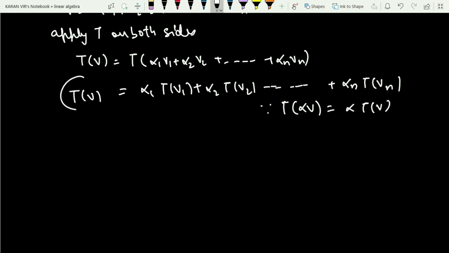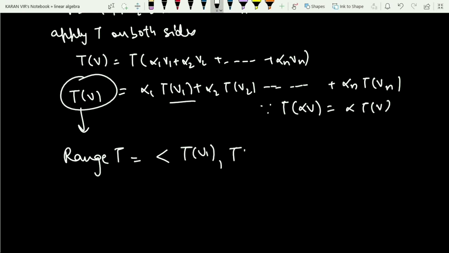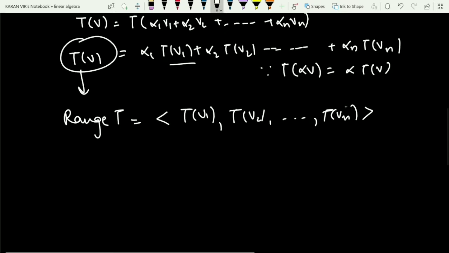So can I say what T of V is? That is the range, right? So the range of T is spanned by T of v1, T of v2 and so on to T of vn. Now, since the range of T is spanned by T of v1, T of v2 and so on to T of vn, and we already know that T is a transformation defined from V to W, if you calculate T of v1, this will be an element from W, right? That element can be represented as a linear combination of the elements of the basis of W. So that is what we are going to do now.